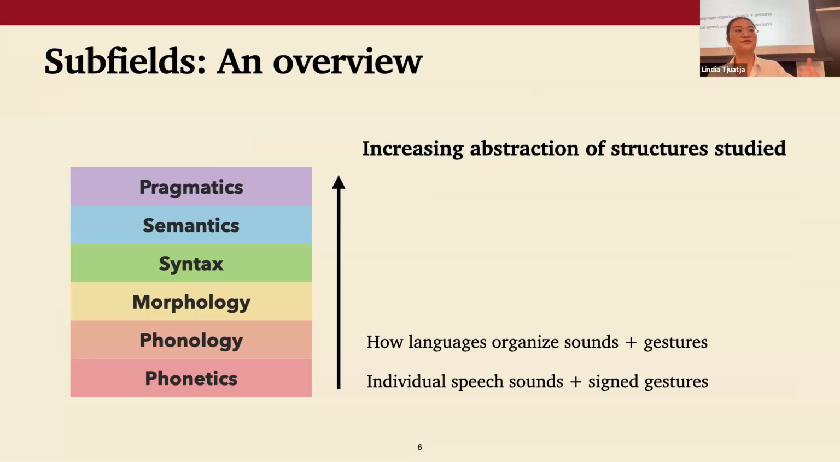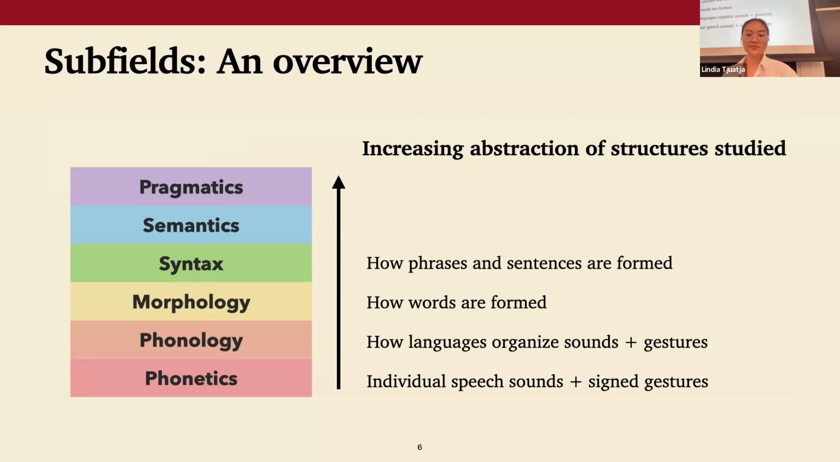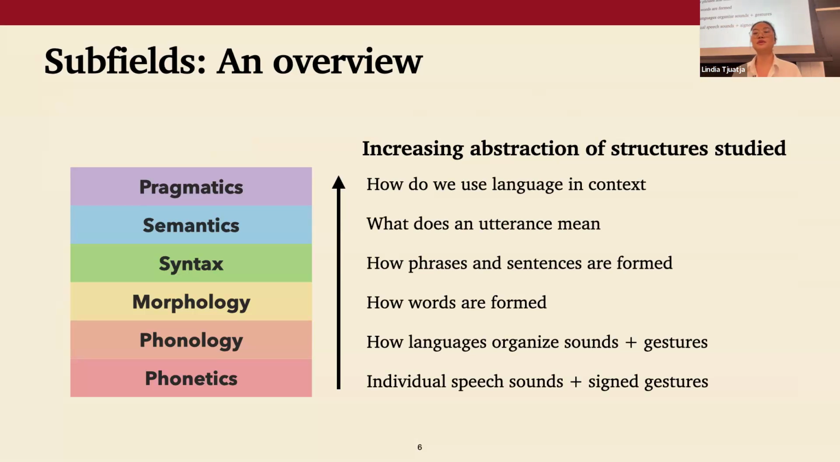One level above this is phonology. How do we actually organize these sounds and gestures in the mind? What makes coherent categories in languages? Then we go up to the word level. How are words formed? Then from words to phrases and sentences. And then combining a bunch of different parts together, how do we extract meaning from these different forms? And then how does meaning change and adapt in language use and context?